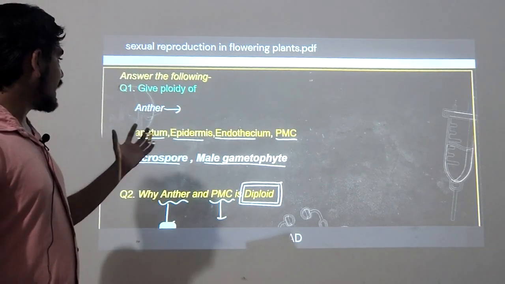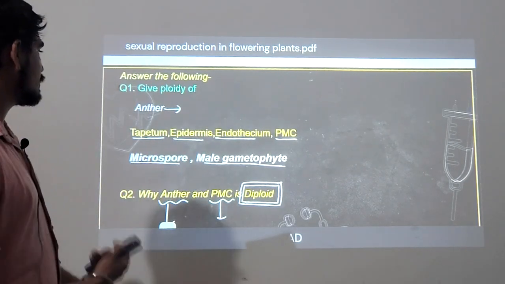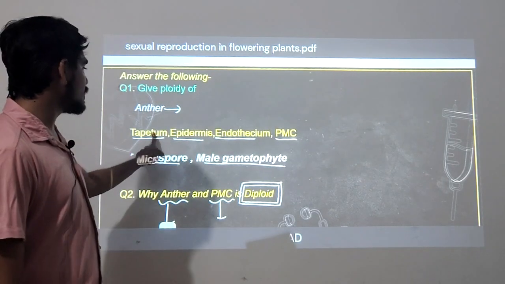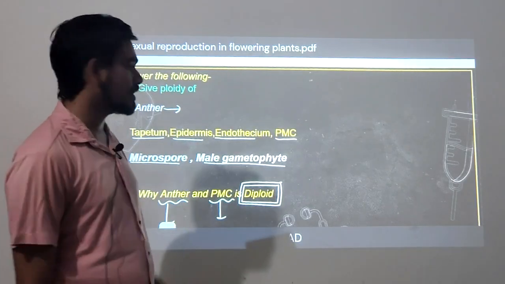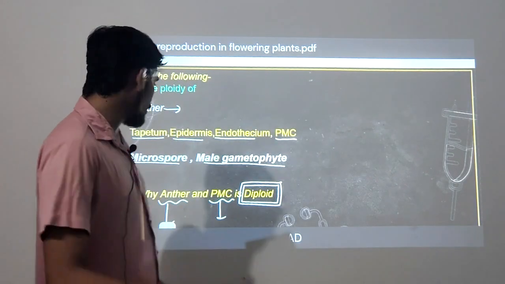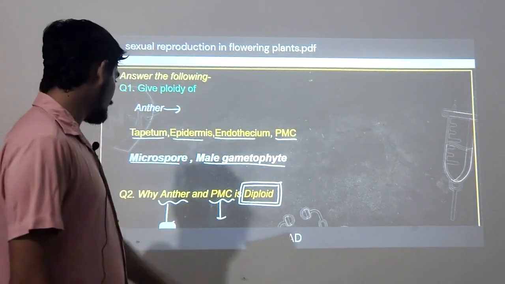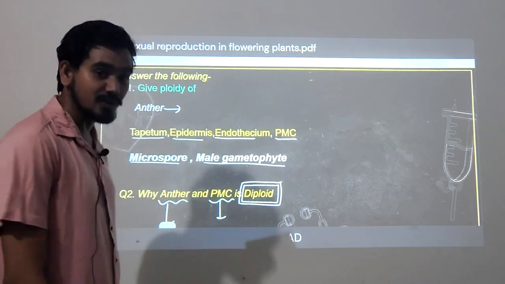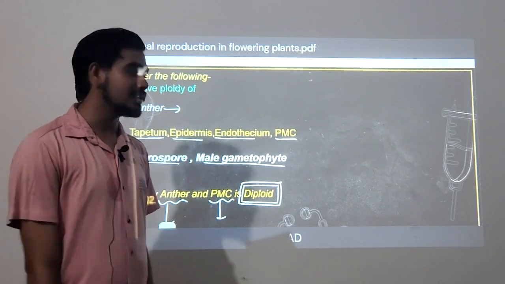Give me the answer to the following. What is the ploidy of the anther? That is diploid. What is the ploidy of the tapetum? Diploid. Epidermis, diploid. Endothecium, diploid. Pollen mother cell, diploid. Now microspore, haploid. Male gametophyte, haploid. So why are the anther and pollen mother cell diploid? Because they are generated from the sporophytic generation.